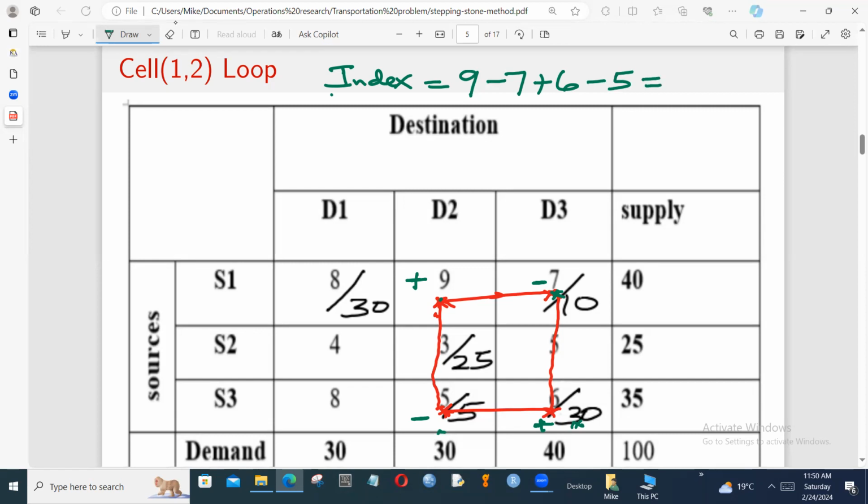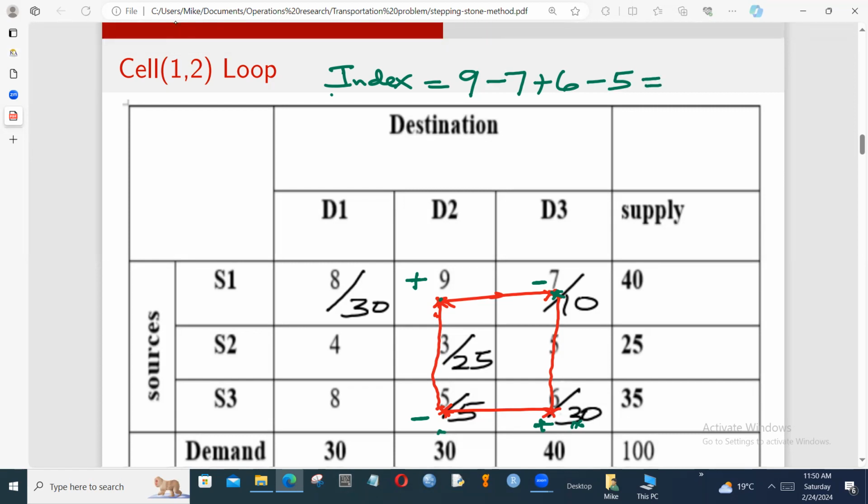So this is how I calculate the improvement index, by using those signs I've attached to the cells, then the costs. So the improvement index is in terms of cost as far as the stepping stone method is concerned. And so I'm talking of 9 minus 7 plus 6 minus 5 to be the improvement index associated with this cell 1, 2. And this actually gives us what? 3. This gives us positive 3. Good. So that's how we calculate the improvement index associated with cell 1, 2.